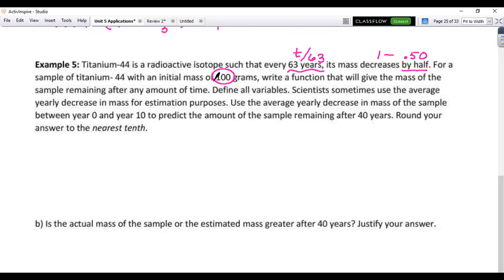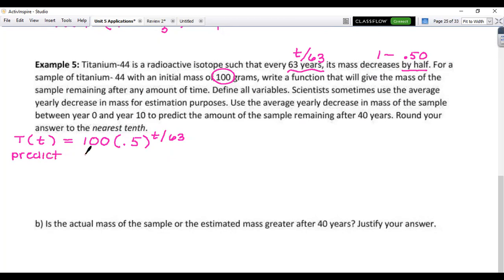All right, so let's stop, write the function. Titanium, I'm going to do T of t just so it looks kind of like titanium. So T of t is equal to, I have 100 grams initially, and 1 minus 0.5 is 0.5, and this is raised to the t divided by 63. So there's your equation. And it says predict what you're going to be between year 0 and 10. So predict, and then we'll do the actual here too.